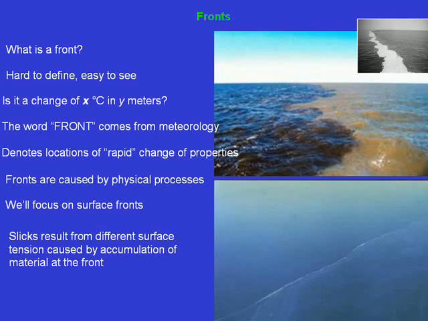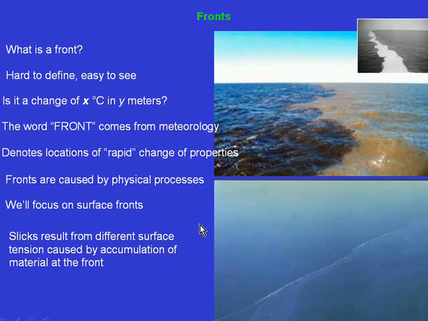There are fronts also underneath the surface, and many times you don't see them. Sometimes you can see them at the surface because they have a surface expression. They cause something at the surface. But every time you have a front at the surface, you're going to have some marker, flotsam or algae accumulating there, or trash accumulating there. So that's a good indicator of fronts.